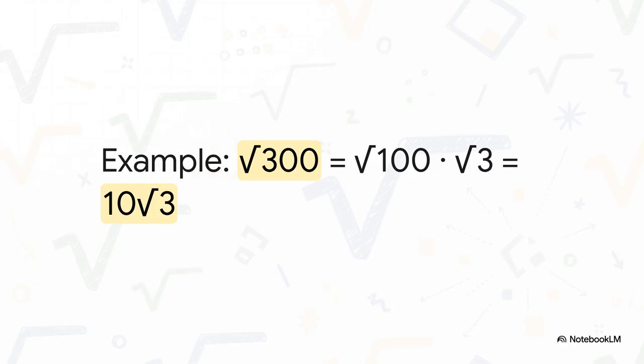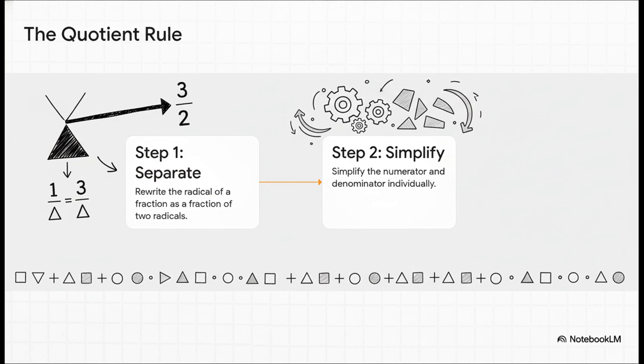Okay, look at this. The square root of 300? That looks tough. But wait, we know 300 is just 100 times 3, right? So using the product rule, we can split that into the square root of 100 times the square root of 3. And hey, we know the square root of 100. It's 10, so the whole thing just simplifies down to 10 root 3. How clean is that? And it works the same way for division.